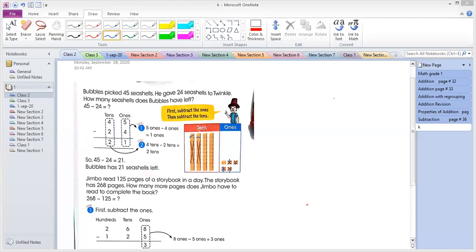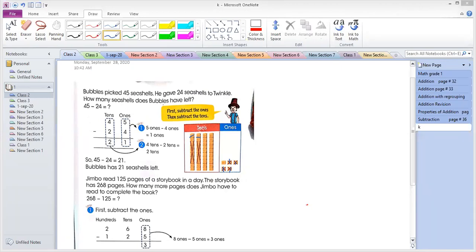I give you one more method to minus. Let's suppose you want to minus 45. If you don't have this picture, obviously you are not going to have a picture all the time for the tens numbers. Whenever you are subtracting, you always need to write the total number first. Like Bubble is having 45 seashells in total, so I will write 45 first, then I will write 24.